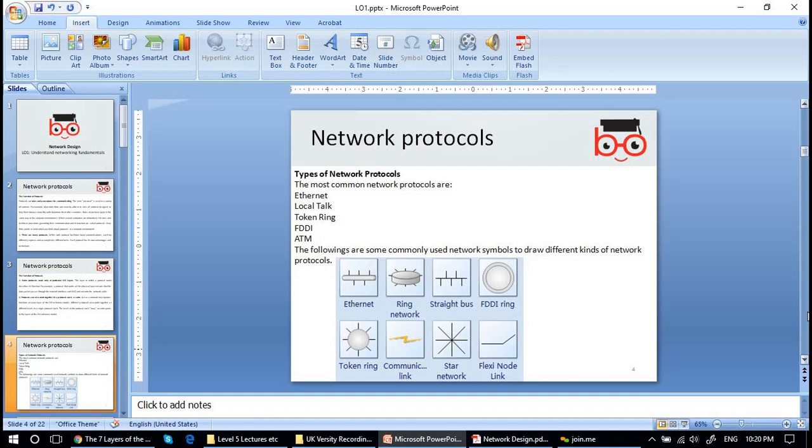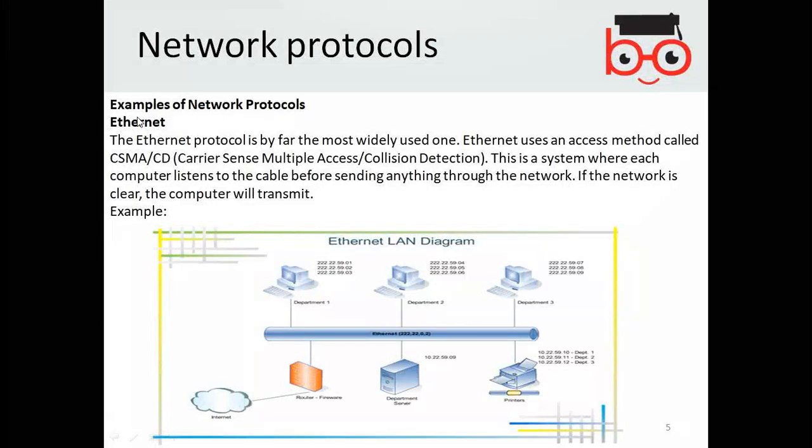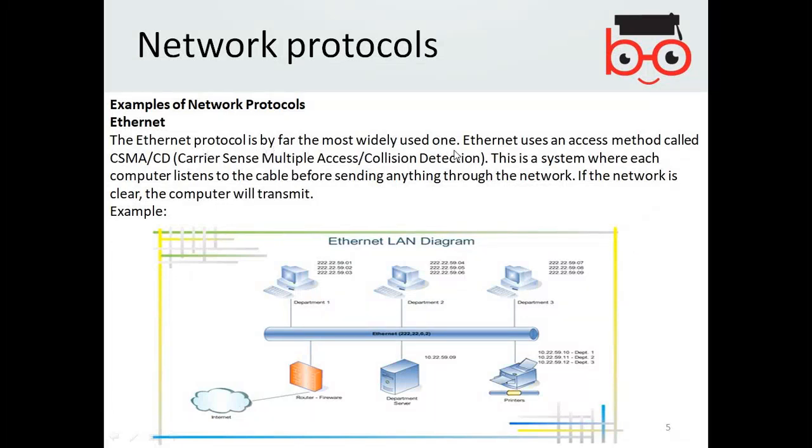Let's have a look at them in a little more detail. Ethernet is by far the most widely used protocol. Ethernet uses an access method called CSMA/CD, carrier sense multiple access with collision detection. This is a system where each computer listens to the cable before sending anything through the network. If the network is clear, the computer will transmit.